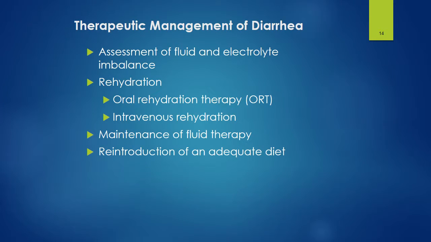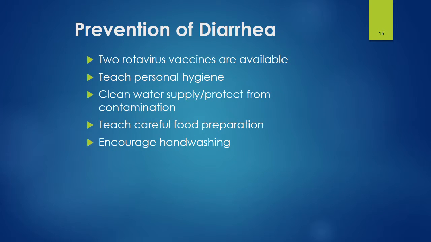Therapeutic management of diarrhea includes assessment of fluid and electrolyte imbalance. It involves rehydration, either orally or intravenously. Fluid therapy would be maintained and an adequate diet would be reintroduced. To prevent diarrhea, 2 rotavirus vaccines are available. We would also want to teach personal hygiene and the importance of having a clean water supply and protecting water from contamination. We would teach careful food preparation and encourage hand washing.